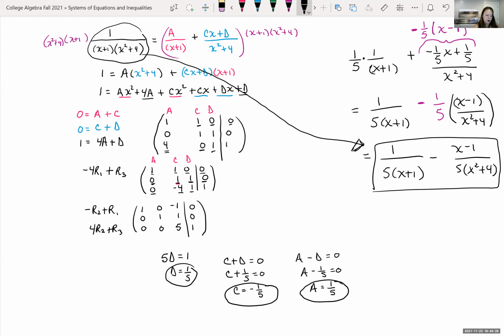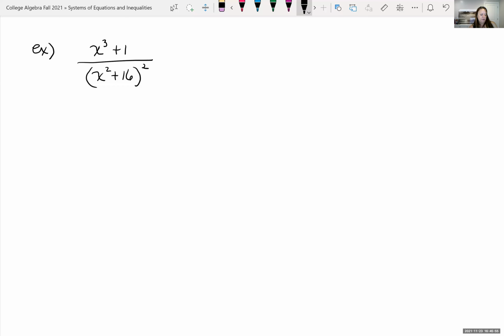Okay, so I want to look at one more type where we have a quadratic and the quadratic factor is repeating in the denominator. Looking at the next example, x cubed plus 1, all divided by x squared plus 16 quantity squared. So x squared plus 16, again, is irreducible over the real numbers. I notice that it's a quadratic, but that quadratic is repeating twice.